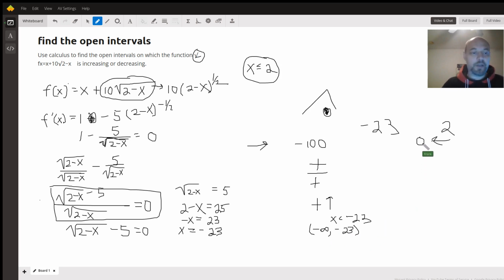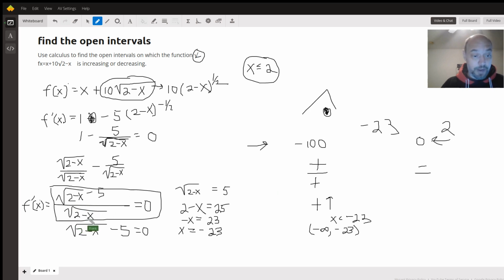Now let's plug 0 into the first derivative. I just want to make it clear. We set it equal to 0 to find the critical points, but that's the first derivative: square root of 2 minus x minus 5 divided by square root of 2 minus x. So let's plug 0 in there. 2 minus 0 is 2. The square root of 2, work it on your calculator, 1.41 something. Minus 5 is negative, so the numerator is negative.